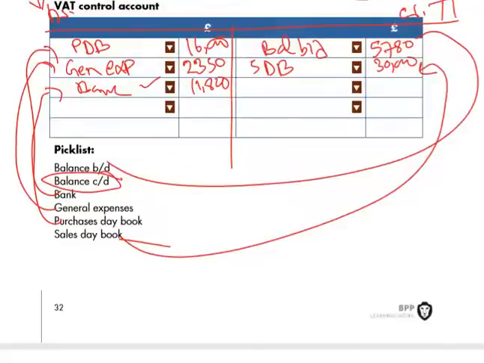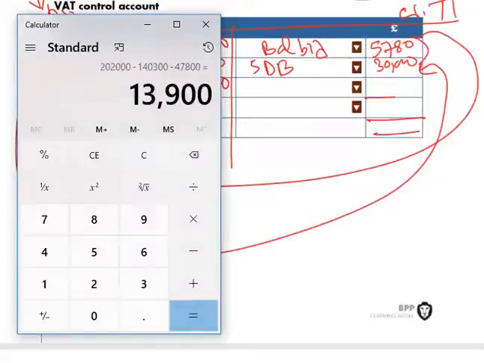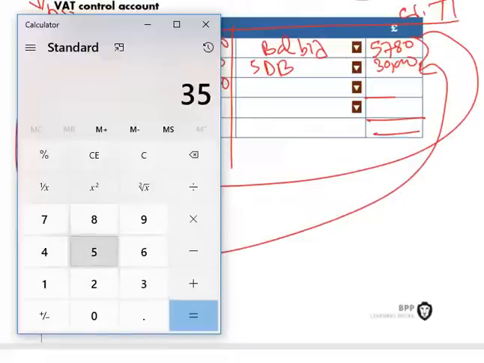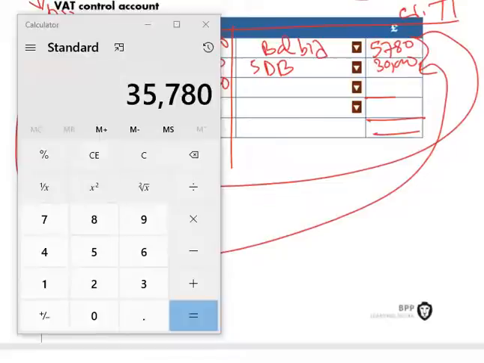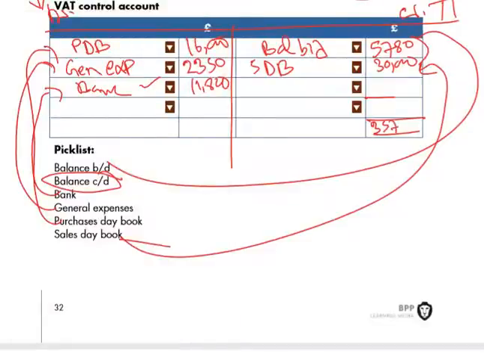I'll just check which side is bigger. It looks like your credit side is bigger, doesn't it? We'll check both sides. Yeah, it's 35,780, but on the other side is 16,000, 11,000. No, your credit side is bigger. Yep. So let's write it. 35,780. Let me write it down here. 35,780 on the other side as well.